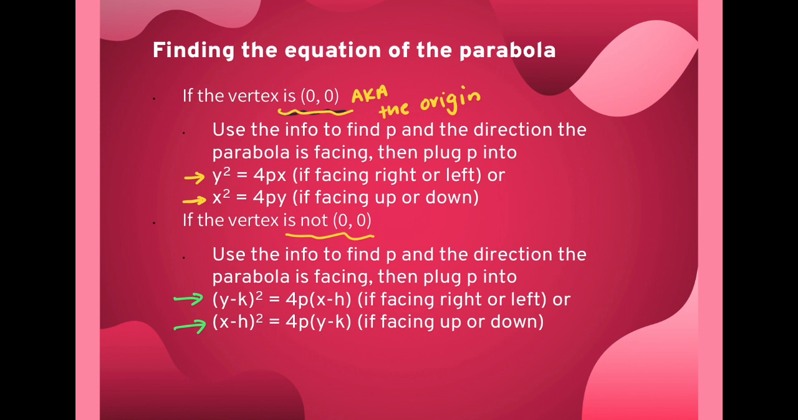So if the vertex is not at 0, 0 and it faces to the right, then this is going to be a y squared with a positive 4p. If it faces to the left, it's going to be a y squared with a negative 4p. If it points up, it's going to be an x squared with a positive 4p. And if it points down, it's going to be an x squared with a negative 4p.